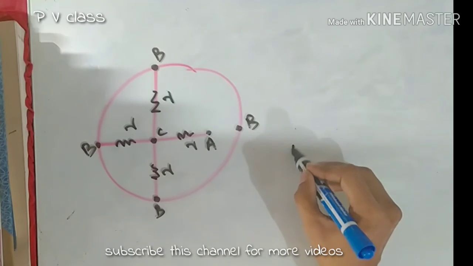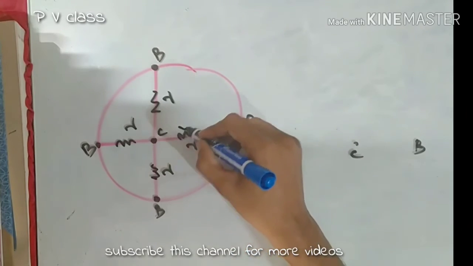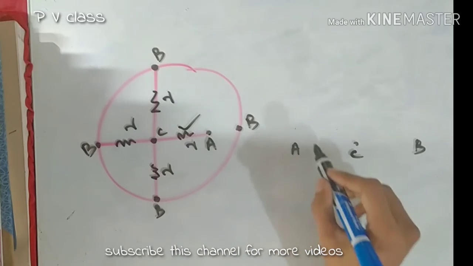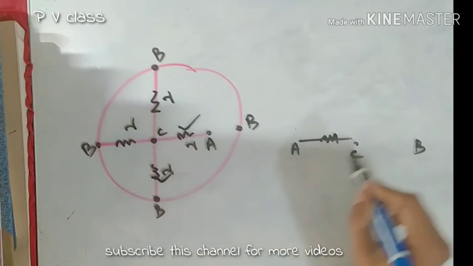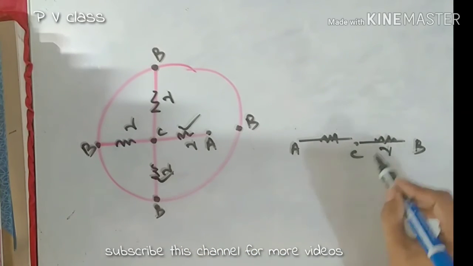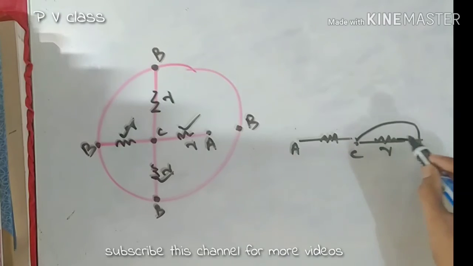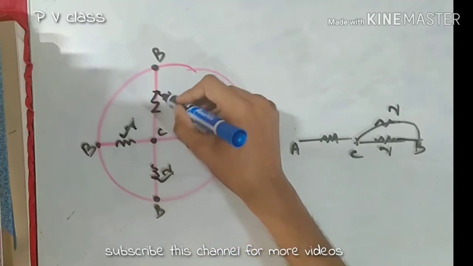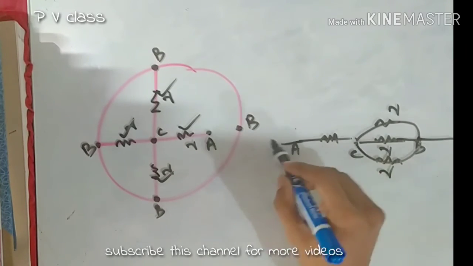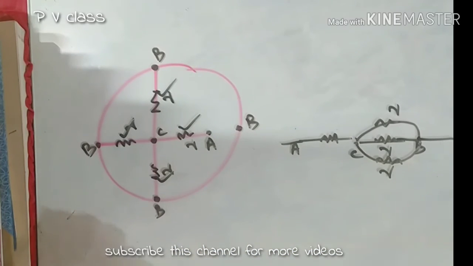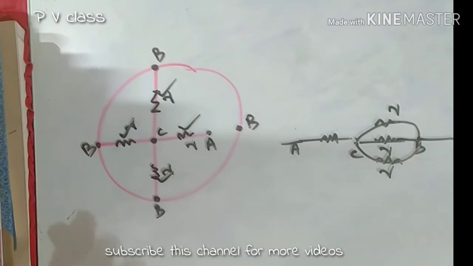Then we draw A, B and C. Start with this. This resistor is between A and C. Then this resistor is between B and C. This resistor is also between B and C. Then this resistor is also between B and C. Now our circuit diagram is simplified like this. You could find out the answer for this. These three are in parallel. The answer is in series with this R resistor.